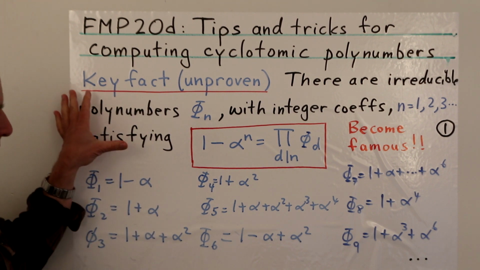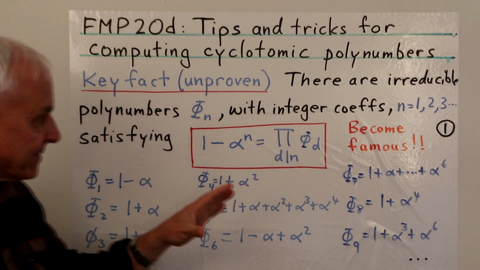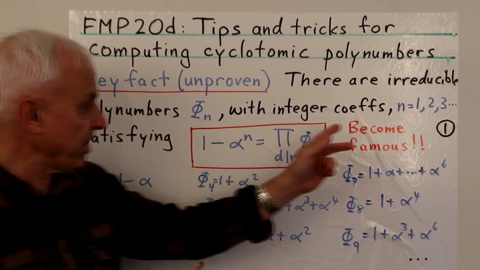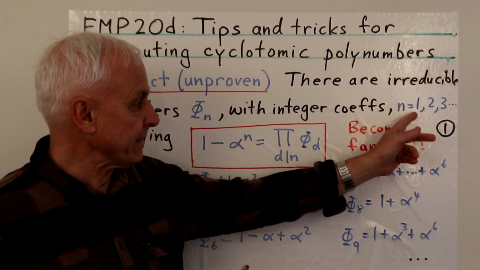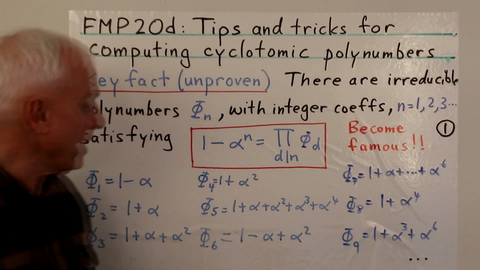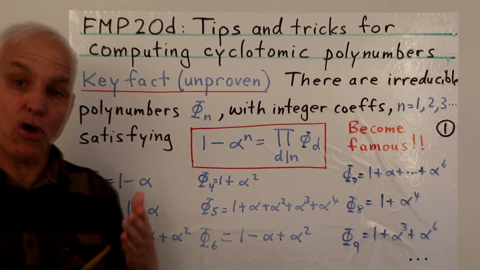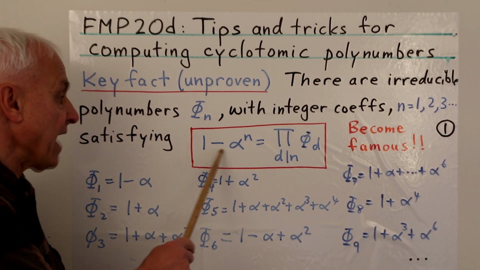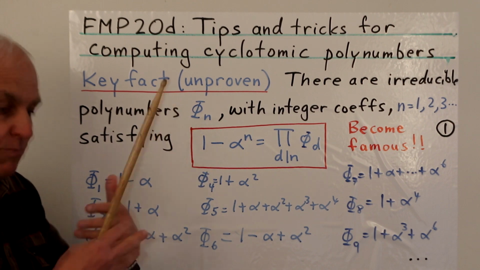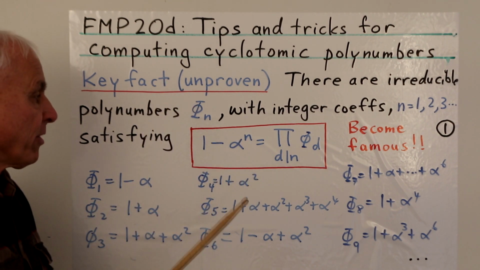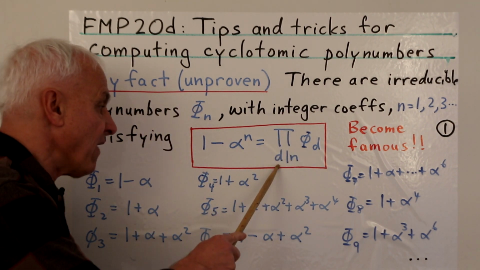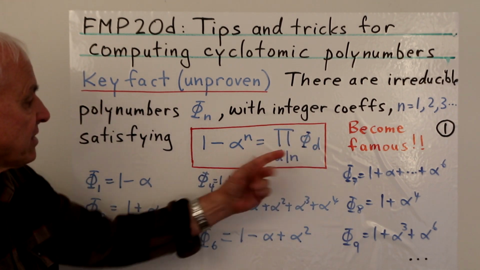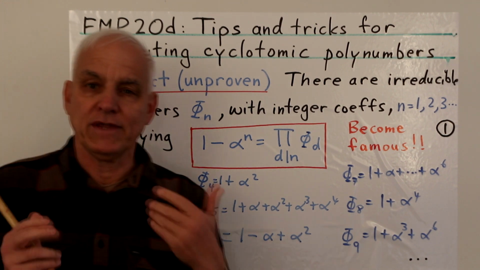Okay, so the key fact about these things is that there are irreducible polynumbers phi sub n, one for every natural number 1, 2, 3, and so on. These are polynumbers with integer coefficients, and they satisfy that 1 minus alpha to the n, that expression as a polynomial or polynumber, is a product over all divisors d of n of phi sub d. So these things give us the factorizations of these important polynomials or polynumbers.